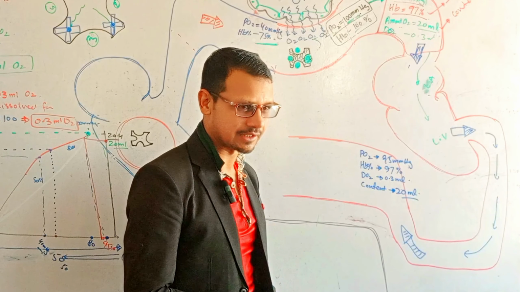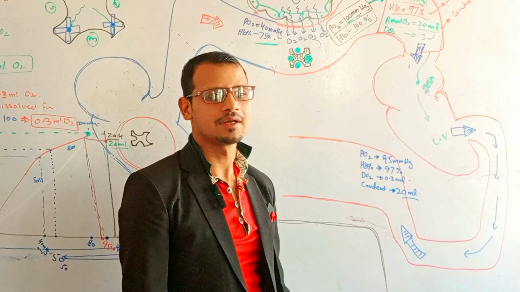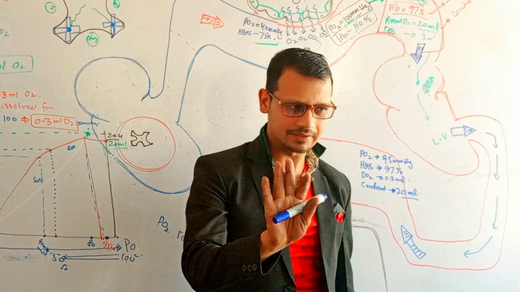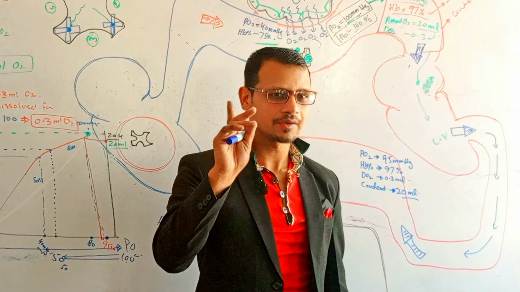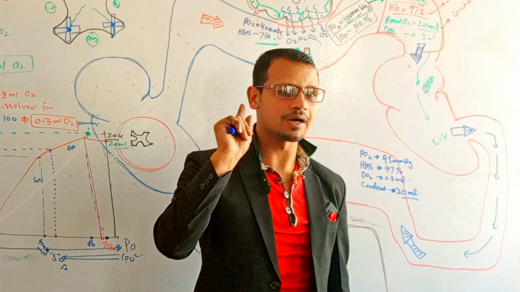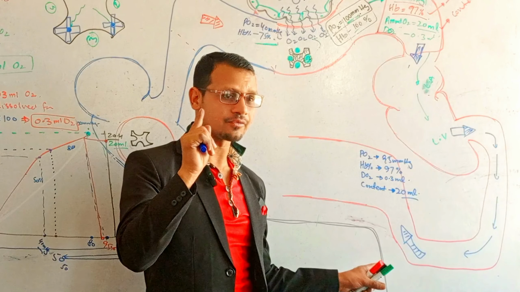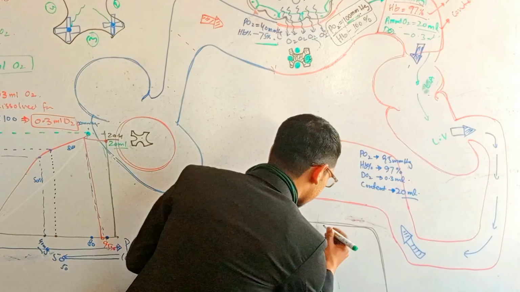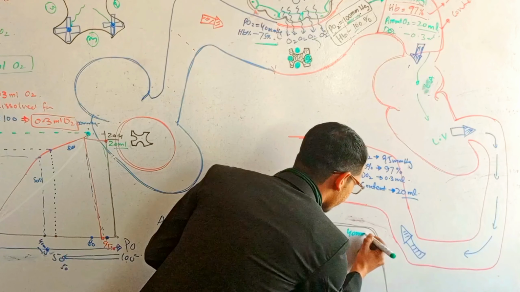In resting condition, the partial pressure in muscle cell is 40 mm of Hg. Remember or write this in your notebooks. In resting position, the partial pressure of oxygen in muscle cells or body tissues is 40 mm of Hg. So now here the partial pressure of oxygen is 40 mm of Hg.